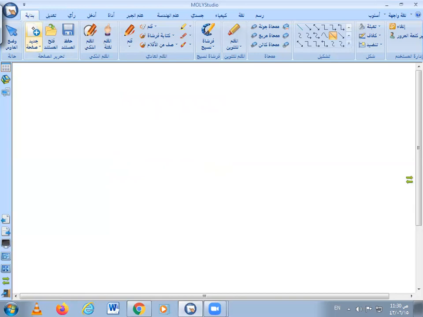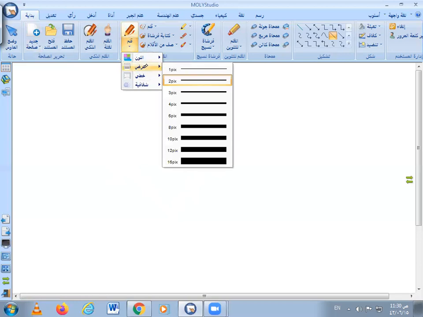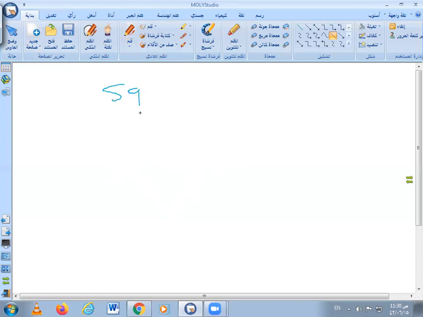Now, we talk about the square. What's the difference between a rectangle and a square? In a rectangle, we have length and we have width. But in the square, all the sides are equal to each other in length.